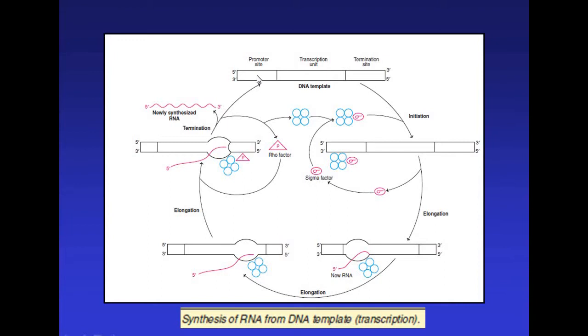In this, the promoter site is present at the 5' end of the DNA, and this is the termination site, which is present at the 3' end of the DNA. And in the center there is the structural gene or the transcription unit. Now, when the RNA polymerase second binds at this promoter site, it opens the DNA and forms the transcriptional bubble. And in the transcriptional bubble, only one strand is used for the transcription, and this strand is known as the template strand. And this strand always runs from the 3' to the 5' direction, because the RNA polymerase can only synthesize the new strand in the 5' to 3' direction.